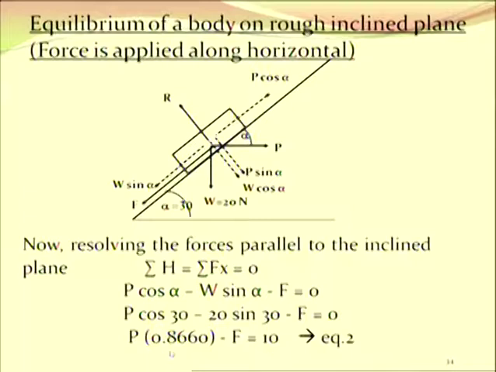Taking 20 sin 30 to the other side and putting the value of cos 30, P into 0.8660 minus F equals 10. So that becomes our equation number 2.